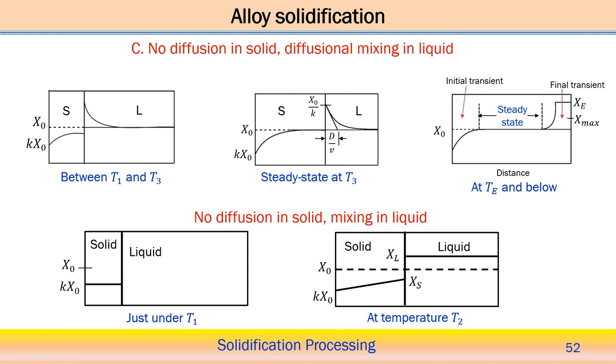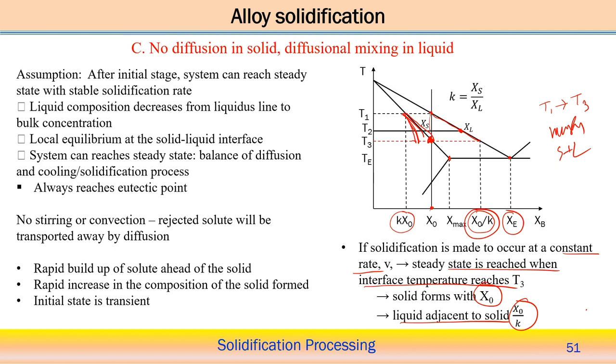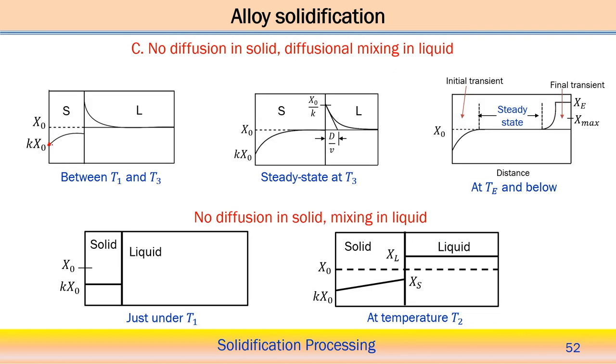So this is the value of the composition adjacent to the solid-liquid interface. Here you can see how it varies at two different temperatures. There is no diffusion in the solid, but there is diffusional mixing in the liquid phase. It starts with KX0, the composition at temperature T1, and then gradually, at any temperature between T1 and T3, it reaches close to X0, but not exactly X0.